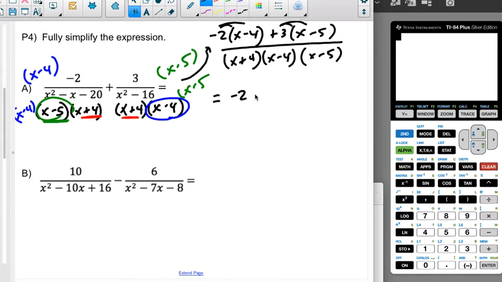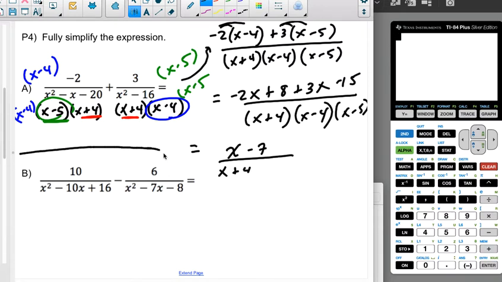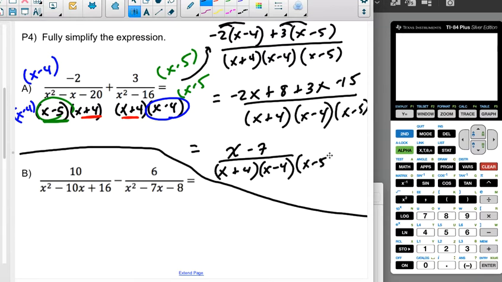So I get negative 2x plus 8 plus 3x minus 15 over, and honestly, I would leave the bottom like this. If you really want to FOIL it out, you can, but it's not a great call, right? There's just no reason. So I end up getting an x minus 7 over this ugly mess. And sorry, this kind of spilled into my part B, so we'll just kind of do that. Over this ugly mess. And again, in this instance, if you wanted to FOIL it out, you could a little bit more easily because of the difference of squares, right? So this is where I would stop.